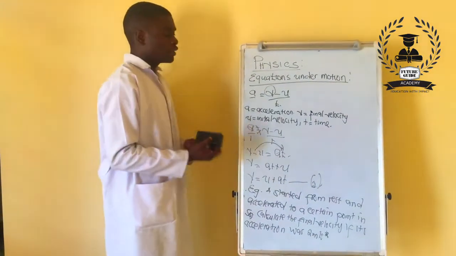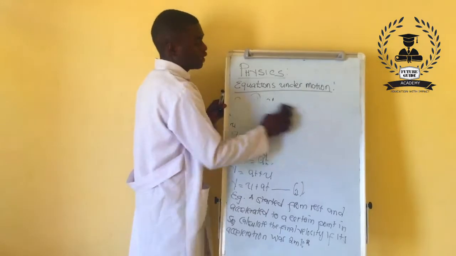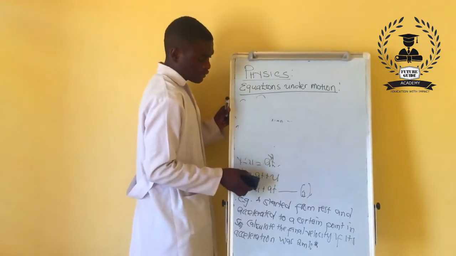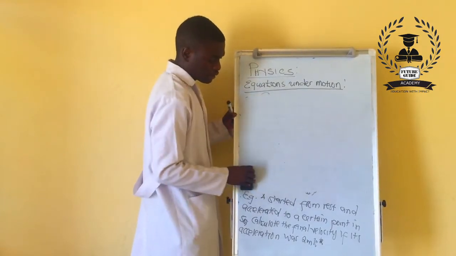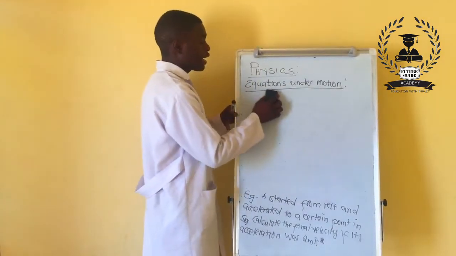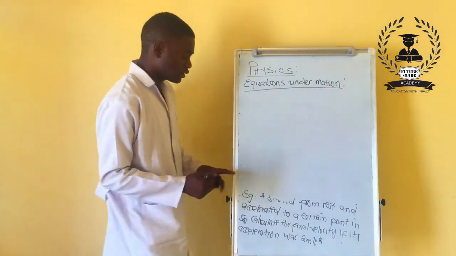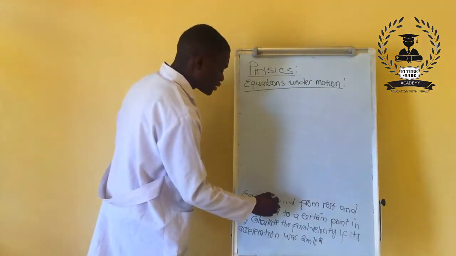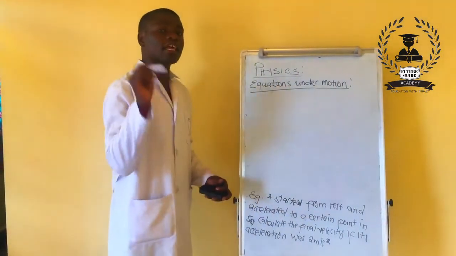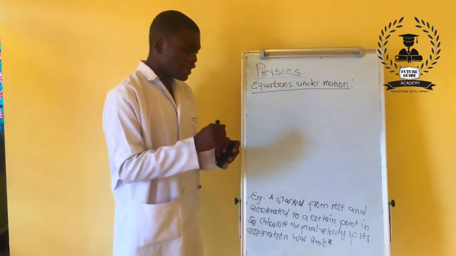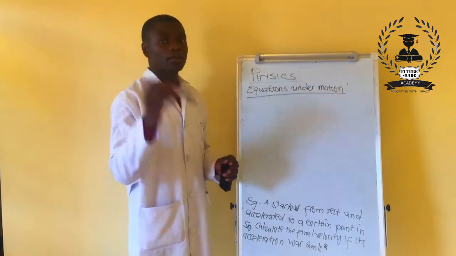That is the question. When can we apply that formula? Now look at the question again. Systematically, we are saying a car started from rest. Now that word rest is telling us to say the initial velocity, where this car started from, is 0 because it was at rest.